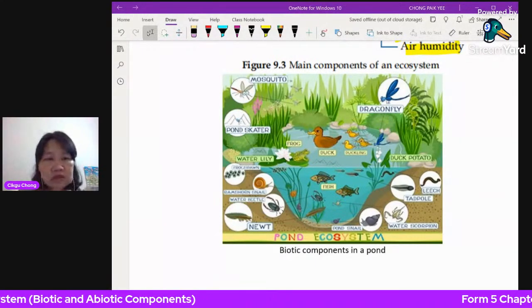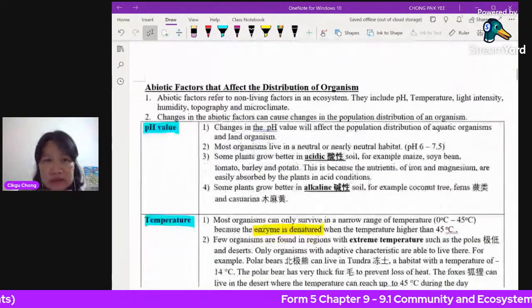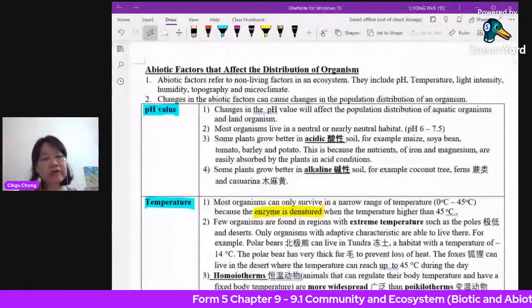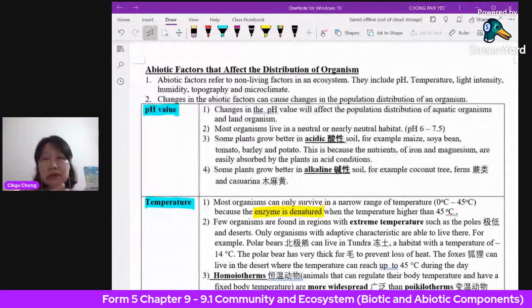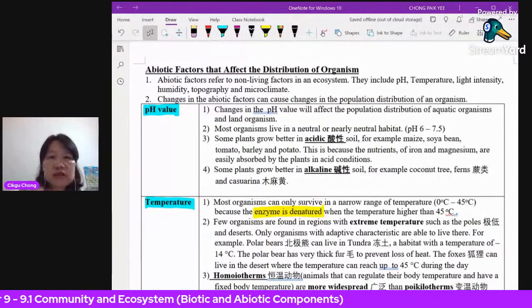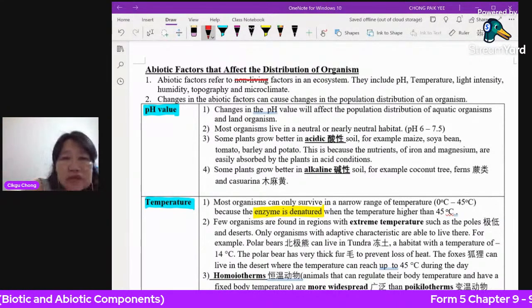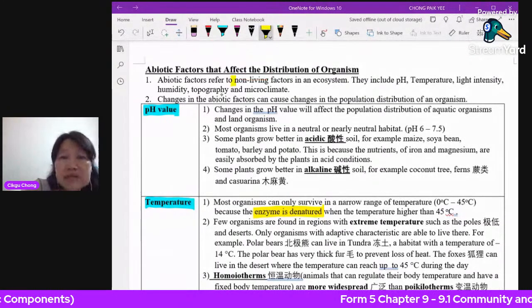Now let's go on to the factors, abiotic factors. The biotic factors, you know, you have the decomposer, the producer, and the consumer. Now, abiotic factors refer to the non-living factors. So just look around you. What are the things that are non-living? Definitely sunlight, so many things.